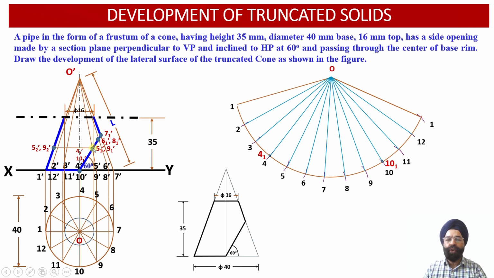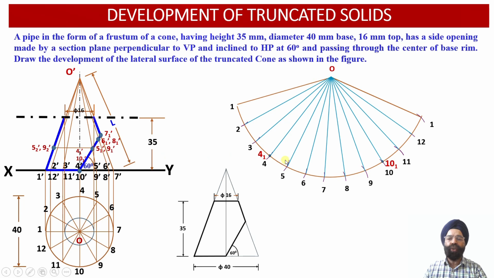So we need to convert these apparent lengths of the radii into the true length of the radii. What we can do is, from points 5-1 dash and 9-1 dash, we have drawn a horizontal projector line so that it intersects with the true length of the slant generator, that is O-1 dash over here. So now this radius which we have obtained by transformation of this apparent length into the true length will become O-5-2 dash and O-9-2 dash.